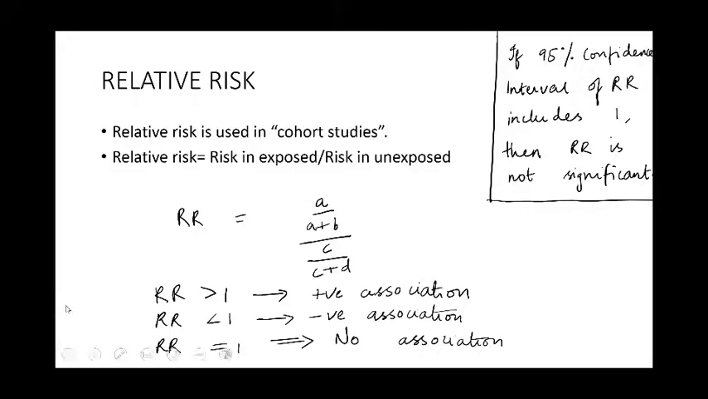So relative risk of greater than 1 indicates a positive association. Relative risk of less than 1 indicates a negative association. And if it equals 1, then it shows that there is no association between the risk factor and the disease.